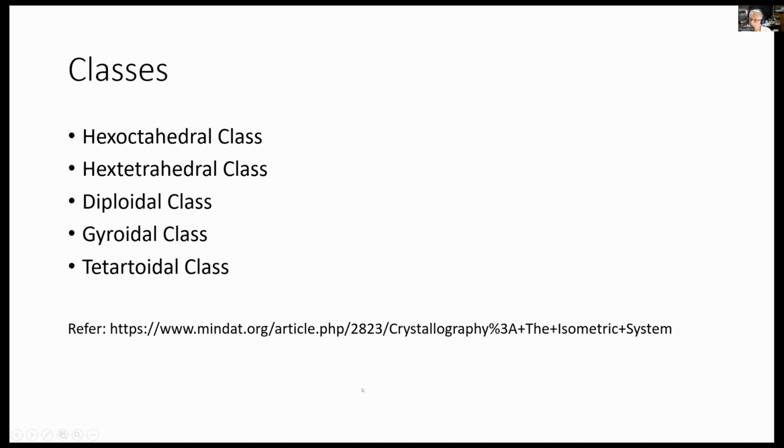Now, this is where it gets a bit tricky. So, Martin, you said you know a little bit about cubic. That's about where I got to, I think. So the classes in the cubic system are the hexoctahedral, the hextetrahedral, the diploidal, gyroidal, and tetartoidal. That's a very difficult one to say. Everybody say after me, tetartoidal. Anyway, those are the 5 classes.